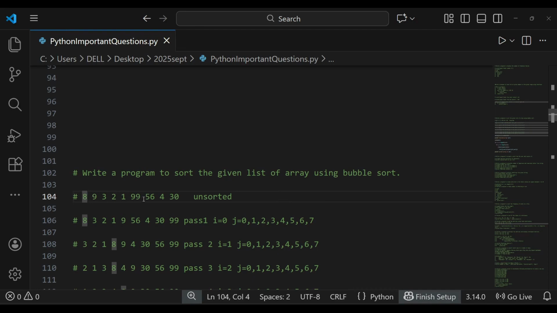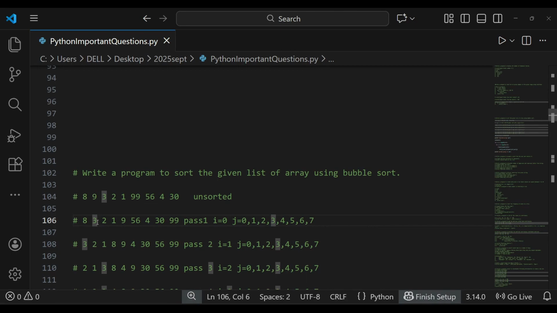3 2 1 9 9 5 6 4 3 0 unsorted list. How is bubble sort going to sort it? It will start with pass 1, I is equal to 0. So it will start by comparing 8 with 3, checking if 8 is greater than 3. Yes, 8 is greater than 3, so 8 will be here.